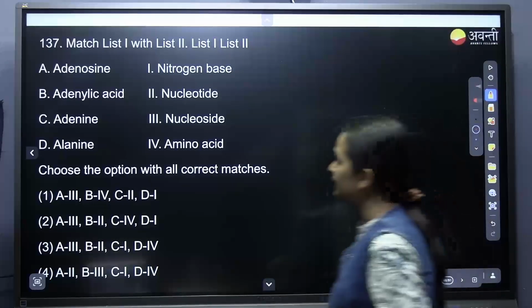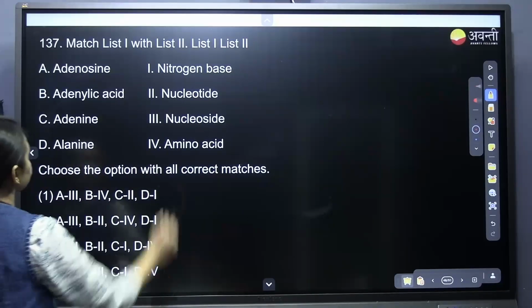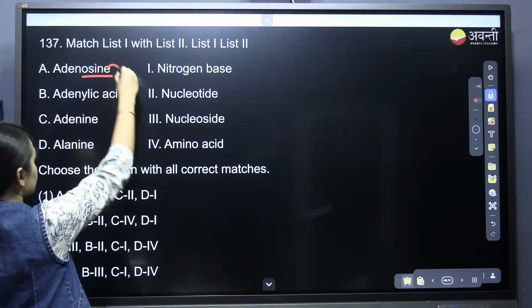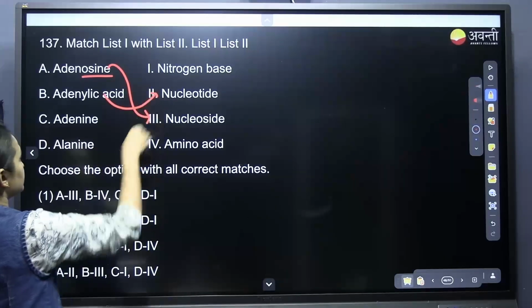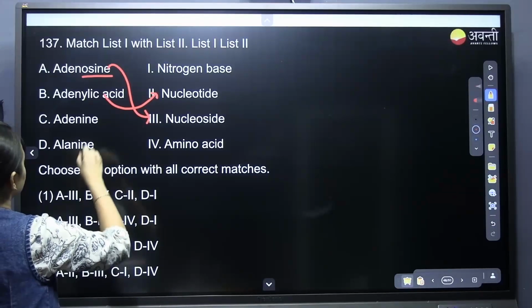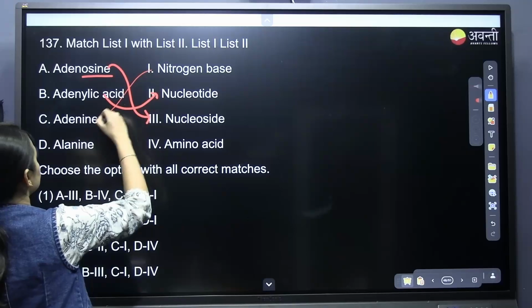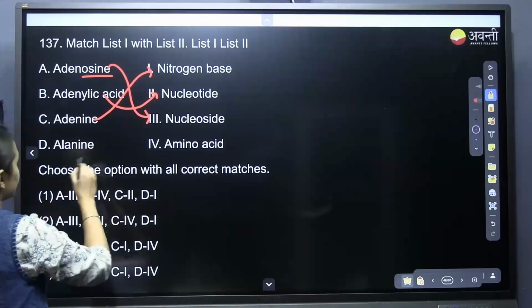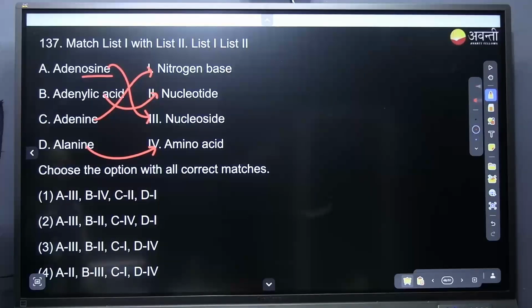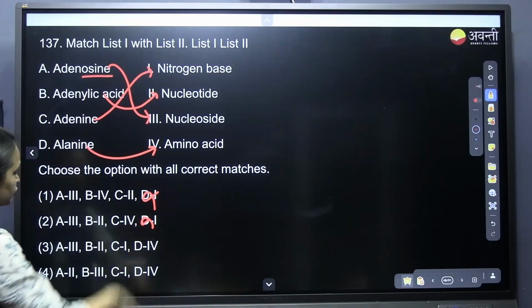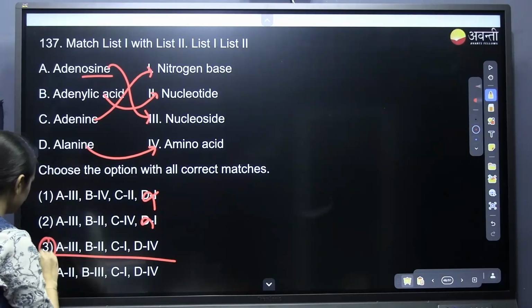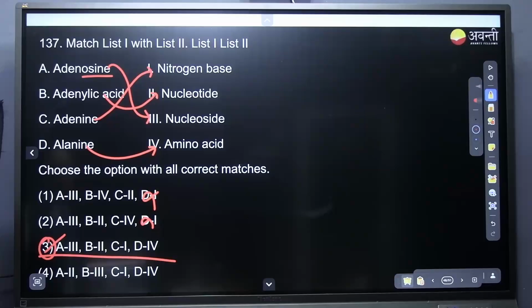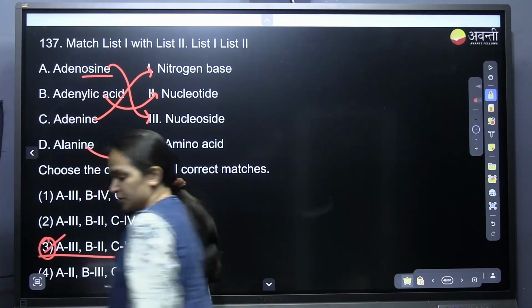Match list 1 and 2, again match it. Adenosine is a nucleoside. Adenylic acid is a nucleotide. Adenine is a nitrogenous base. Alanine is an amino acid. D4, straight away delete these 2, and C1. B2, understanding? A3. Option C as the right answer.